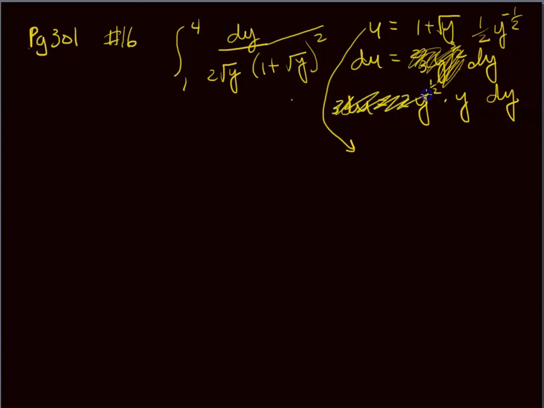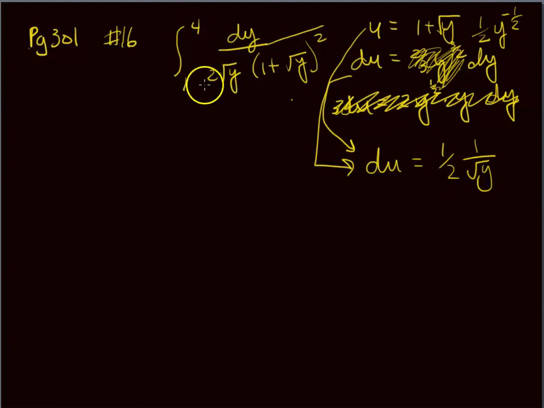So let me scribble this out too. And so you've got du is equal to 1/2, and you've got 1 over square root of y. So here's our 1 over 2 times the square root of y dy.